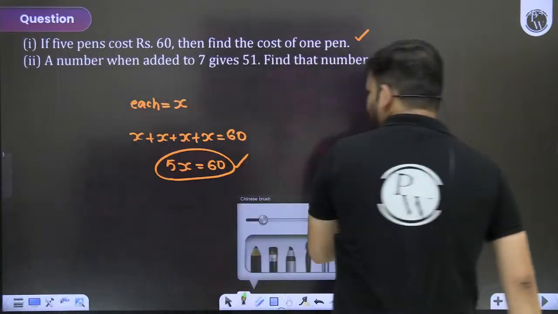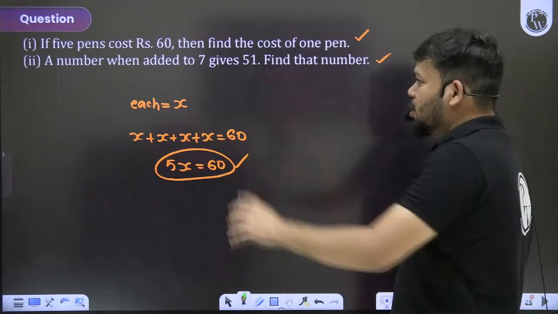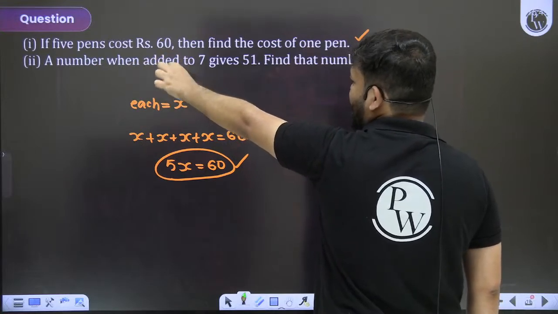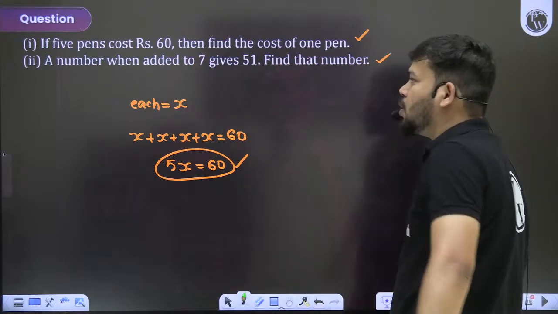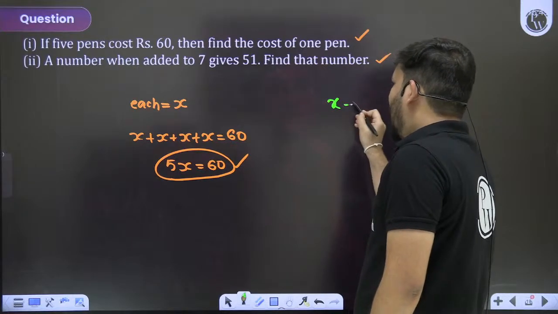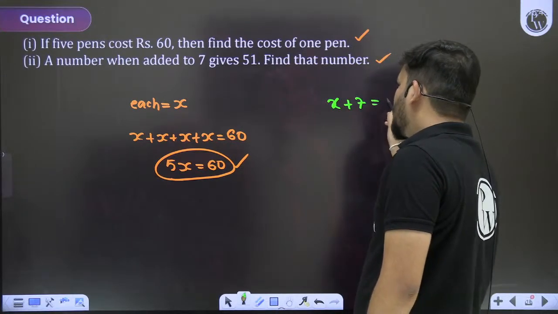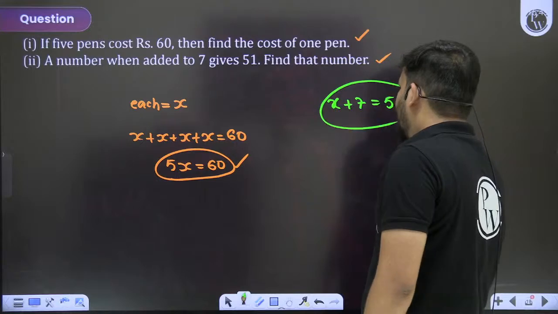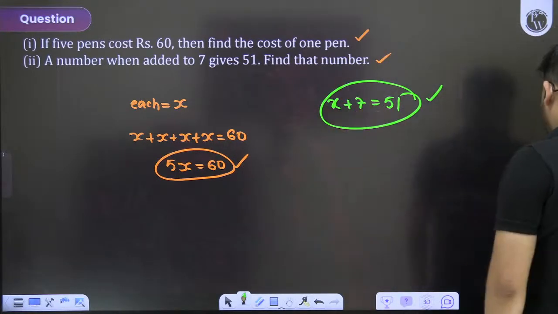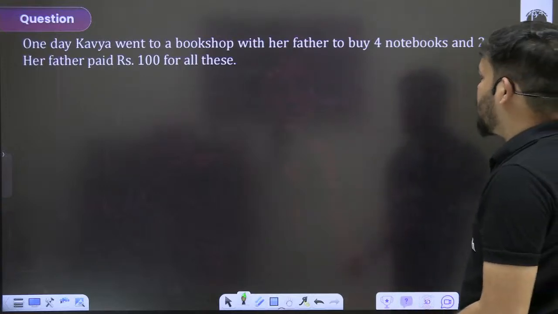And there is one more thing. Forget about the value of x, and you can see a number is added. A number when 7 is added gives 51, which means let us suppose the number is x. If I add 7 to it, it gives 51. This equation is also known as a what? Right? This is day-to-day life. We do these things, right?